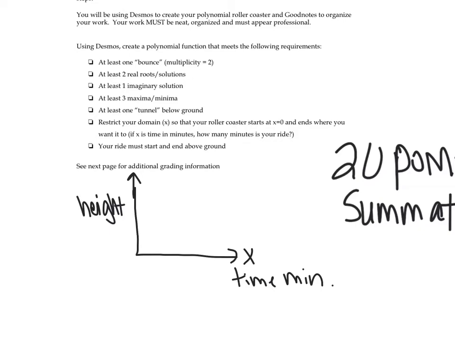And so when you're doing this, there's certain things your roller coaster has to have. One of them is you have to have at least one bounce. That means your roller coaster at some point needs to come down, and it doesn't matter when, but it needs to come down and bounce off the x-axis. We don't need to have an arrow there because our roller coaster is going to continue. Remember, to get a bounce, you have to have a multiplicity of 2. Like you would have x minus 2 times x minus 2, or x minus 2 squared, okay?